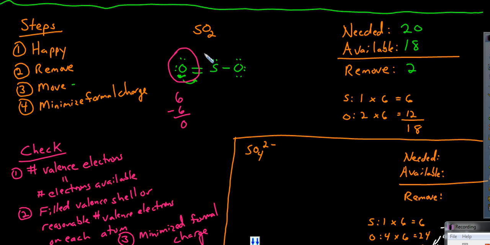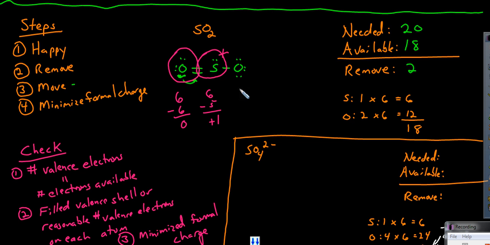What about this sulfur? Sulfur is in group 6A. It brings 6 valence electrons. Yet, right now, belonging to it, there are 1, 2, 3, 4, 5 electrons. 6 minus 5 plus 1. There's a plus 1 formal charge on this sulfur.